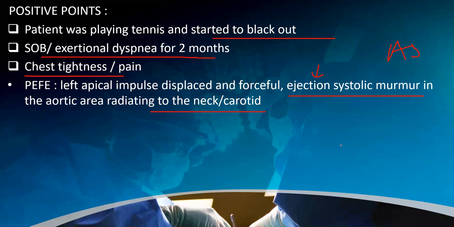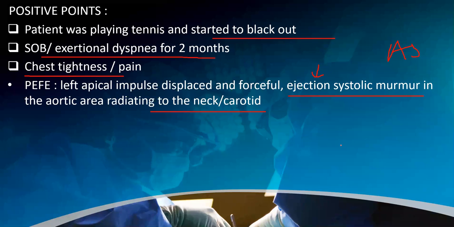The examiner says ejection systolic murmur. Okay. Can I know the site of the murmur and is there any radiation? So the site is aortic area and radiating to the neck. Now you know what is the valvular condition this patient is having.